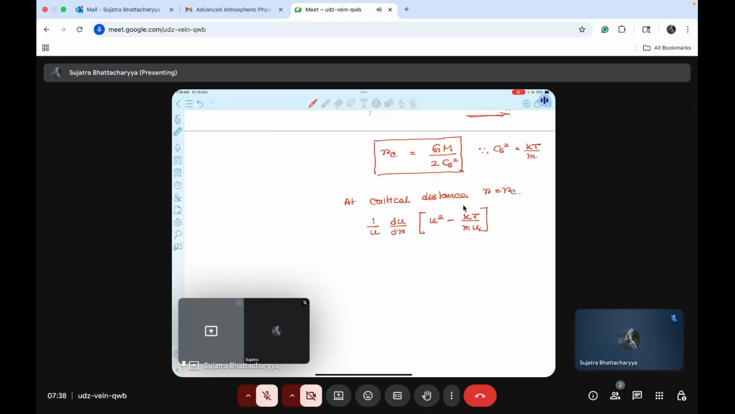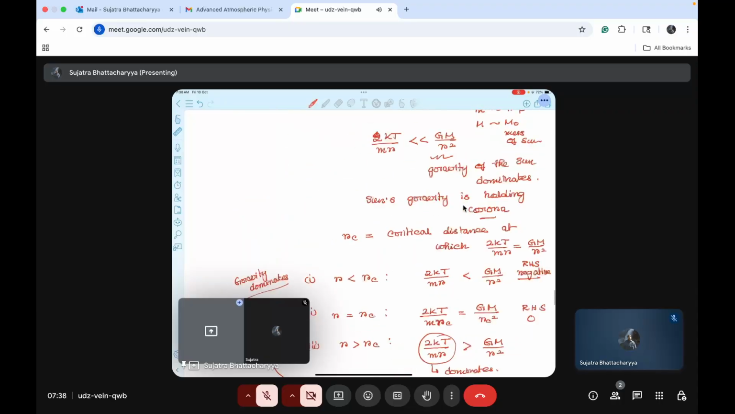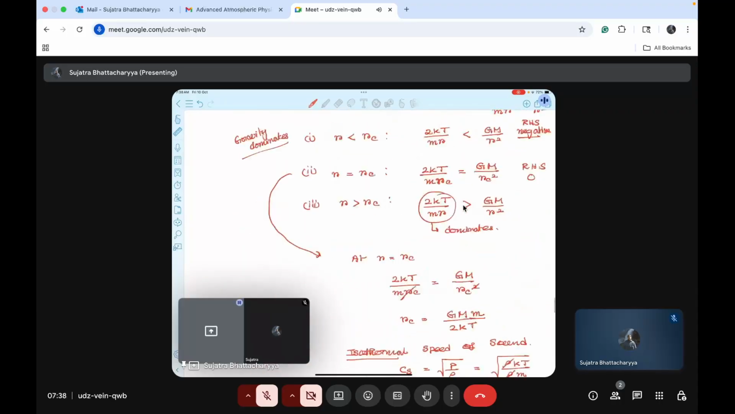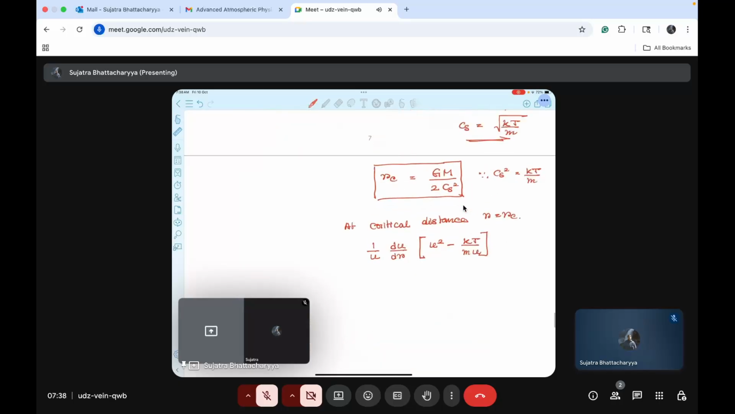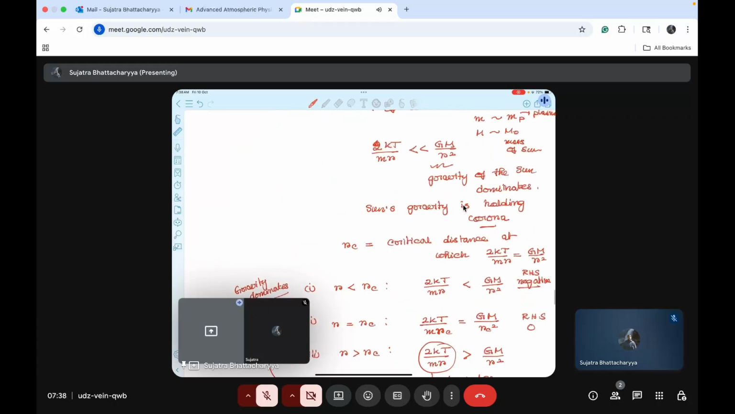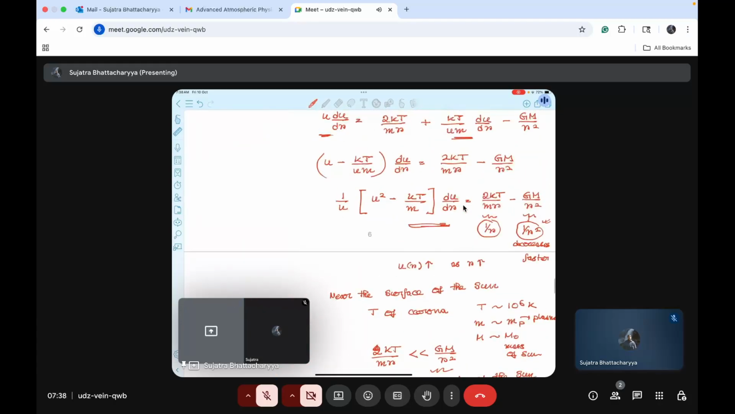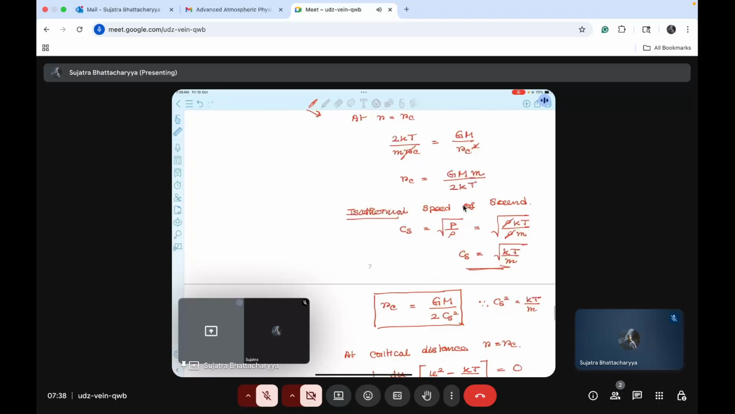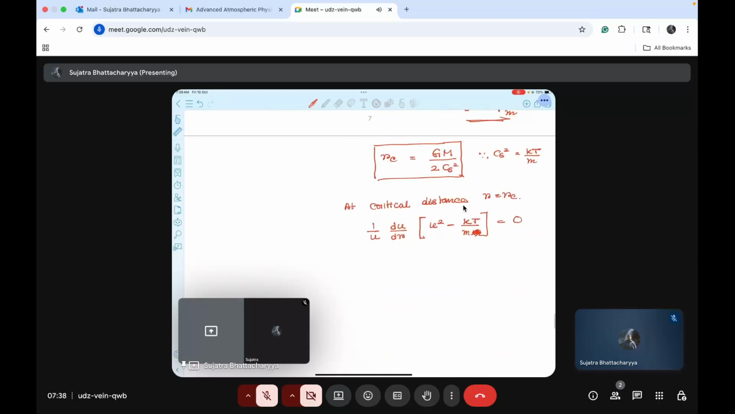No, let me see. So kT by m only. No, U is there. This is equal to 0 because the right hand side is 0. This is equal to this. Okay, so we are getting this. Therefore, du/dr at r equal to rc can be 0.